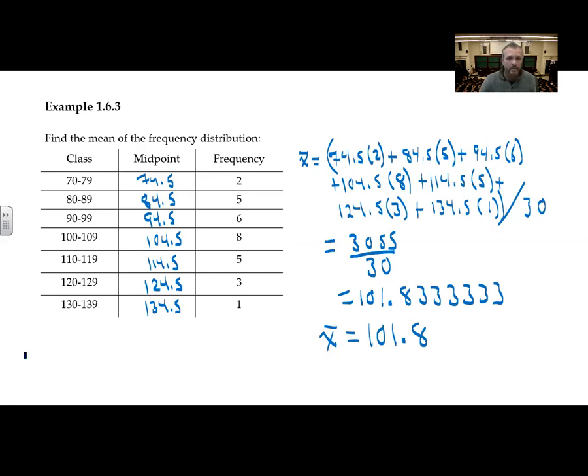Again, notice I don't know what the individual values are, right? That information isn't in this frequency distribution. All I know is the frequencies for the classes. So if we don't know the individual data values, we pick the midpoint, and then we just say, hey, whatever the frequency is, let's say we have that many midpoints.